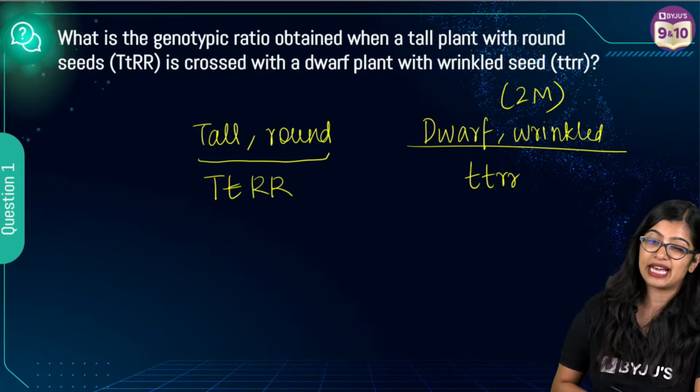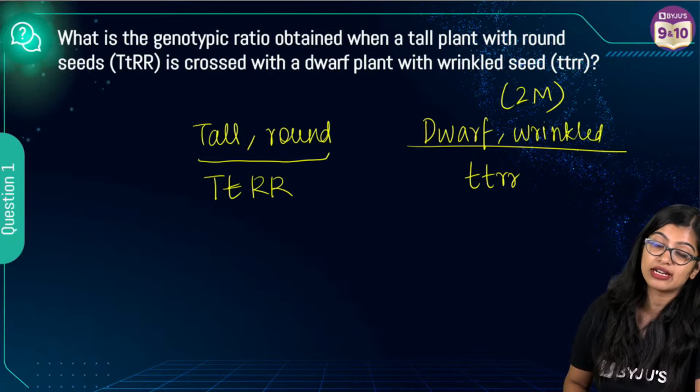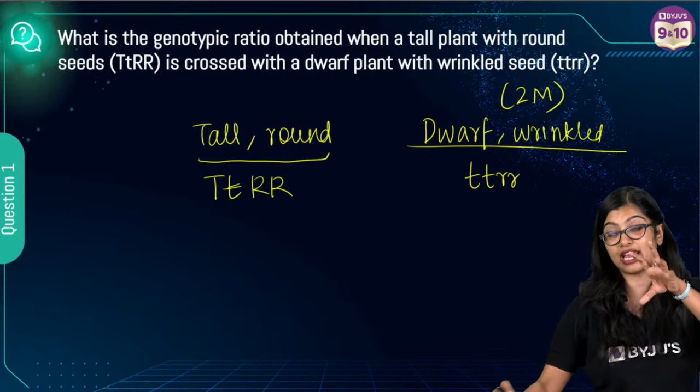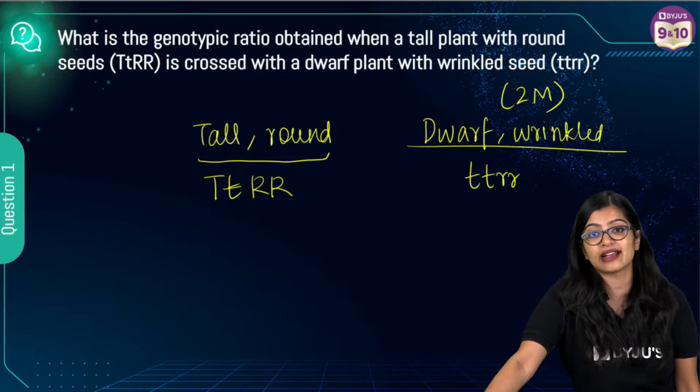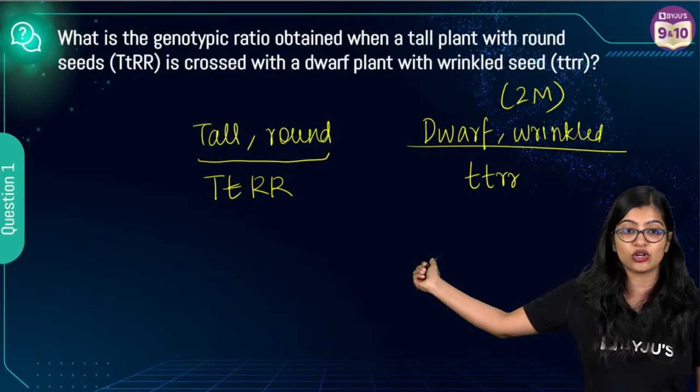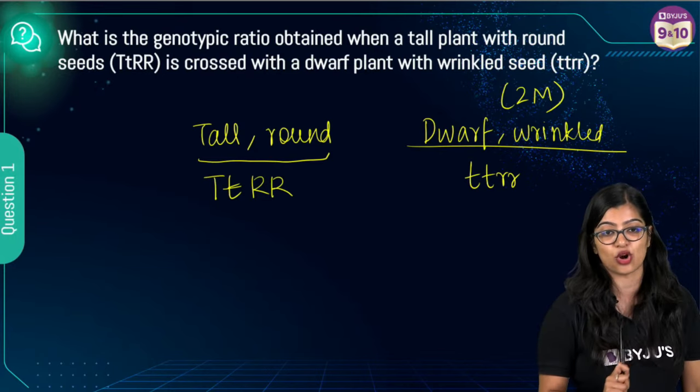All of you are telling me dihybrid cross ratio. But now only I will tell you that for a dihybrid cross ratio, both parents should be in heterozygous condition. Look at the genotypes. Look at the genotypes. For those of you, I'm telling you now only, the answer is wrong for dihybrid.